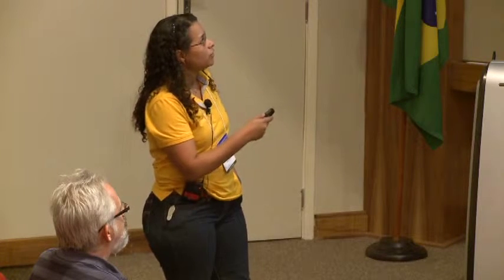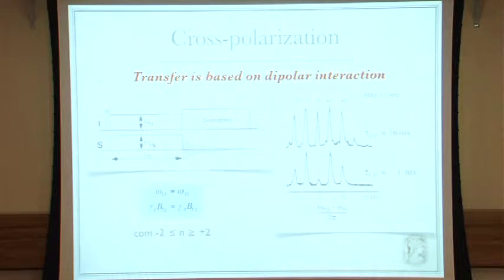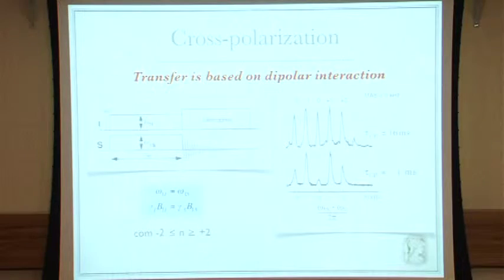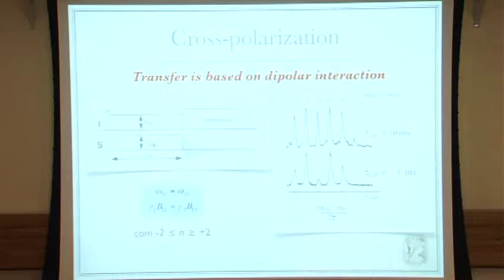Why do we use that? I told you, the proton has 99% abundance in our samples. So it's quite interesting to use this nucleus to polarize and transfer the magnetization to another, less sensitive nucleus. So this could be, for instance, carbon. You apply a 90 degree pulse, you transfer the magnetization to the X, Y axis, and in this way you make a spin lock on proton. I will show you what will happen. But you can transfer the magnetization to carbon, and now you can do everything that you want with carbon.